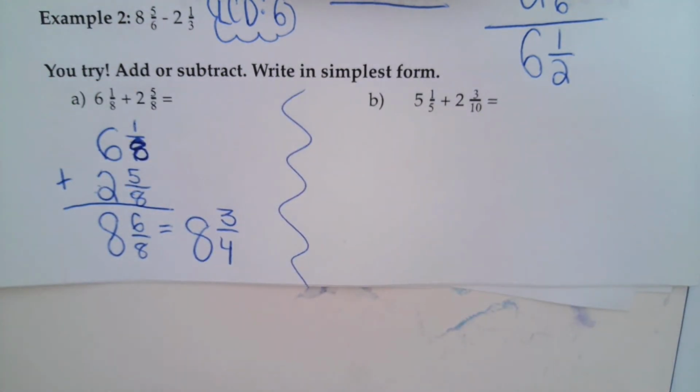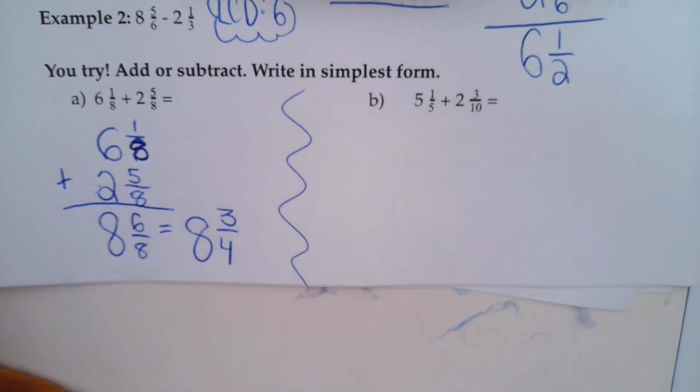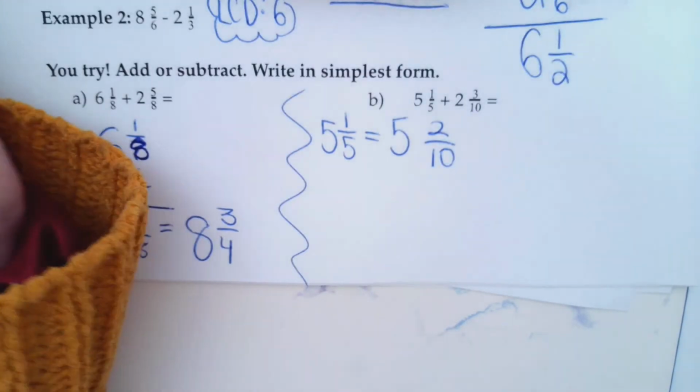B, I'm going to show you something different. So for B, there's another way that you can figure this out. I don't know if a lot of you prefer mixed numbers or improper fractions, but something else you can do is turn these mixed numbers into improper fractions. But first, we need to have a common denominator. So 5 1/2, we want a common denominator of 10. So that's going to be equal to 5 2/10.